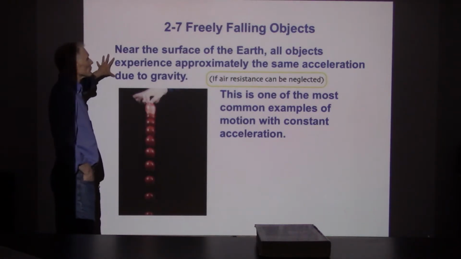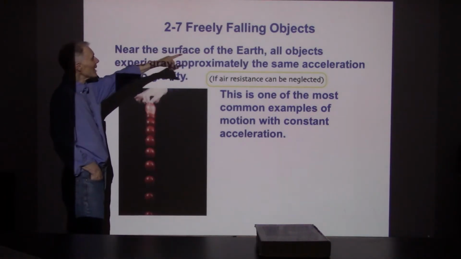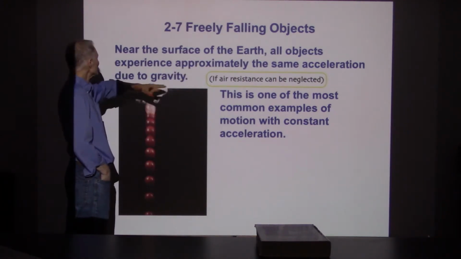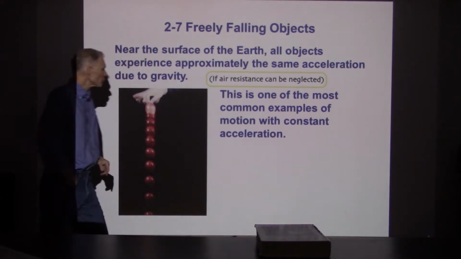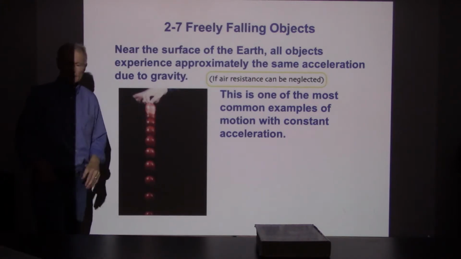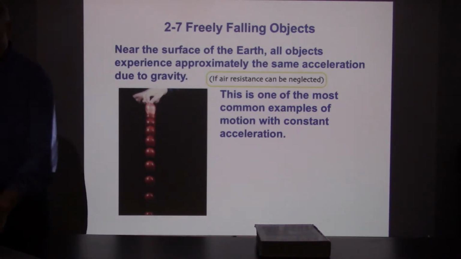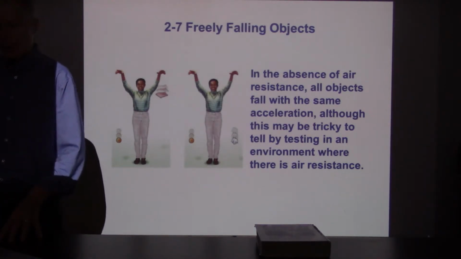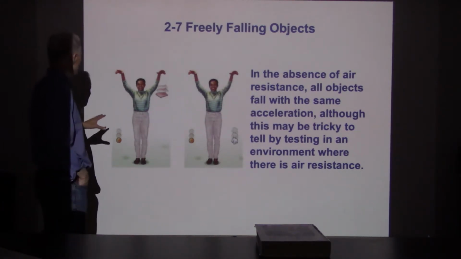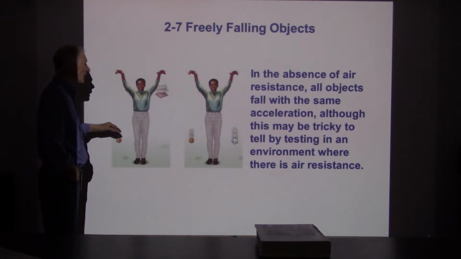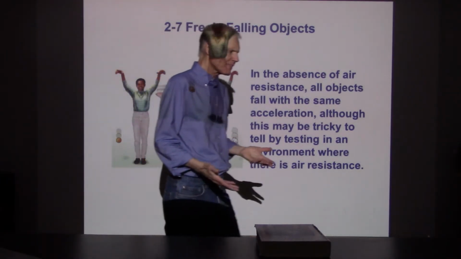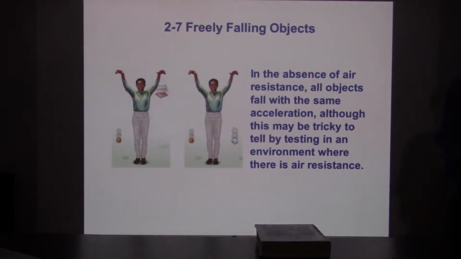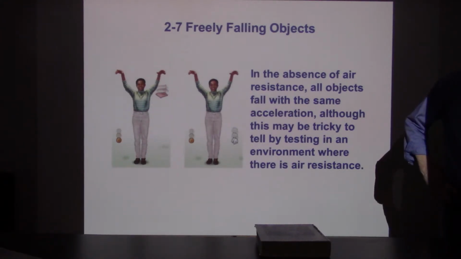So again, near the surface of the Earth, gravity creates approximately the same acceleration for all objects. And so this is one of the most common examples we can use for constant acceleration. Again, it's because we're staying close to the surface of the Earth, we're not getting very far away. So in the absence of air resistance, everything falls together. Now, when we say everything accelerates at the same rate, clearly they don't. A leaf falling off a tree does not fall like a brick, right?